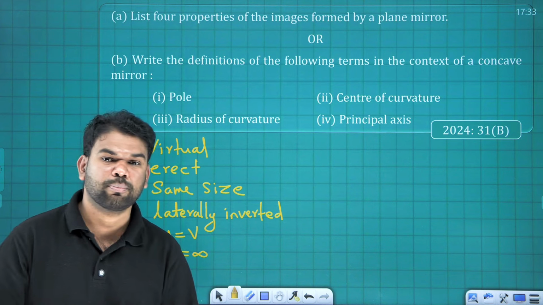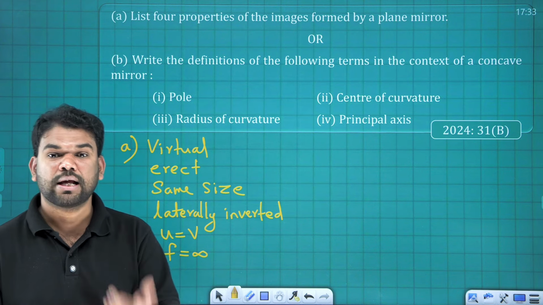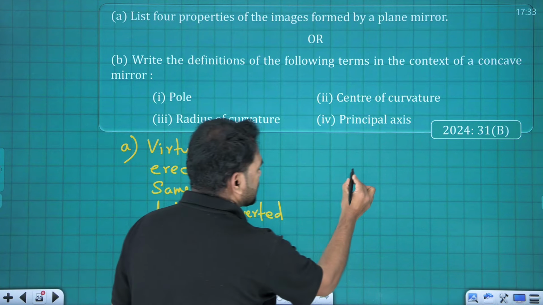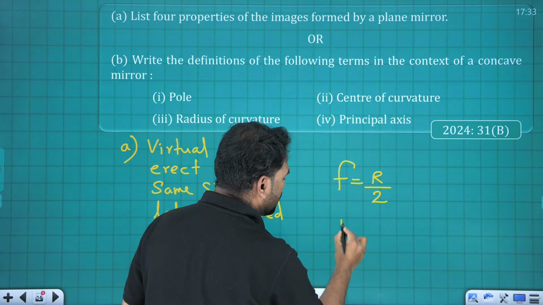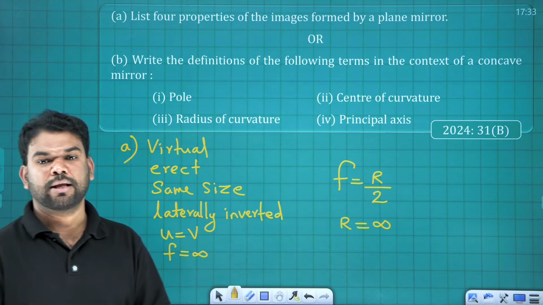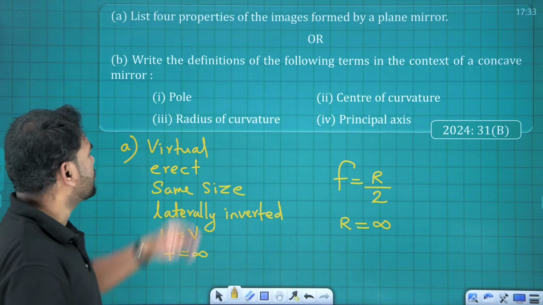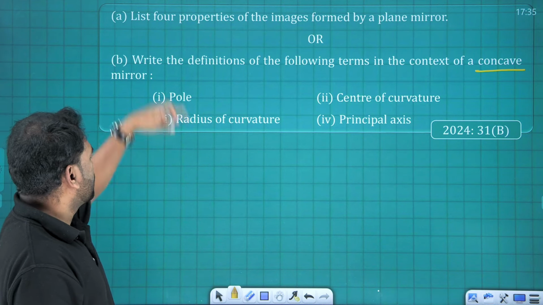Why is the focal length of a plane mirror infinity? That also you can expect as a short answer question. The focal length of a plane mirror is infinity because you know the relation connecting focal length and radius of curvature: f is equal to r by 2. The radius of curvature of a plane mirror is infinity. That's why the focal length of a plane mirror is infinity. So that's the first question. Now we need to go to the B question.